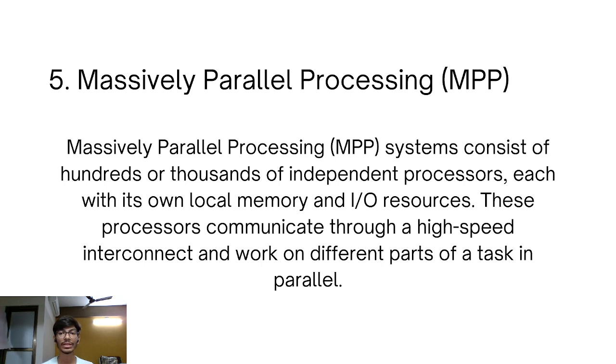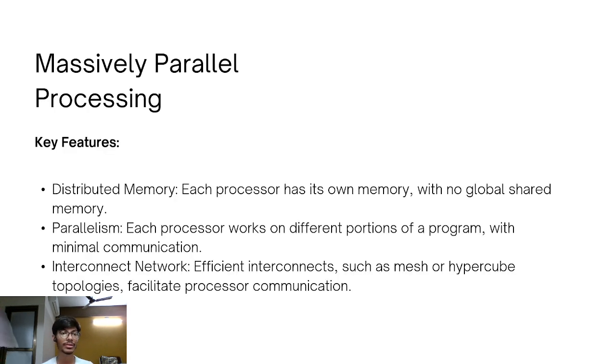A massively parallel processing system consists of hundreds of thousands of independent processors, each with its own local memory and I/O resources. These processors communicate through a high-speed interconnection and work on different parts of a task in parallel. The key feature of MPP is distributed memory. Each processor has its own memory with no global shared memory. Parallelism: each processor works on a different portion of a program with minimal communication.